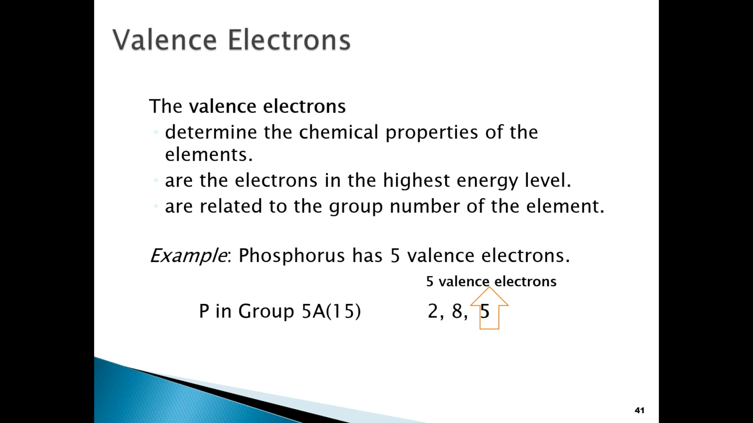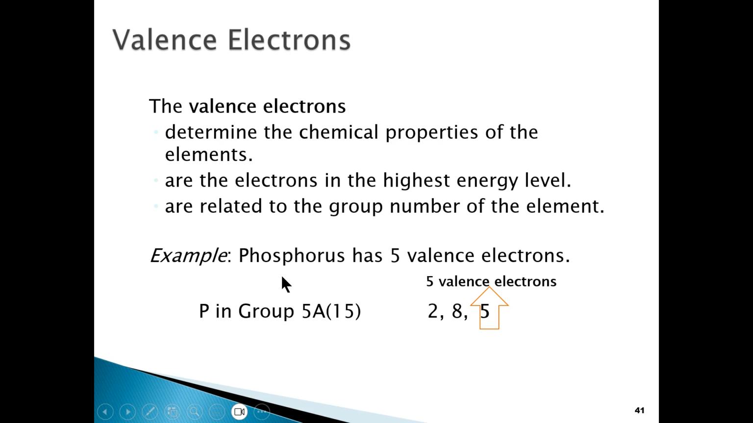Now it's very important that you be able to identify what are called the valence electrons. The valence electrons can be identified if you know what the electronic arrangement is. This is important because, as stated here, the valence electrons basically determine the chemical properties of the elements, and we may get into some discussion of that later on. By definition, the valence electrons are the electrons that are occupying the highest energy level, and they're also related to the group number of the element in the periodic table.